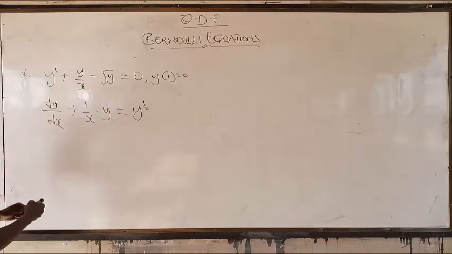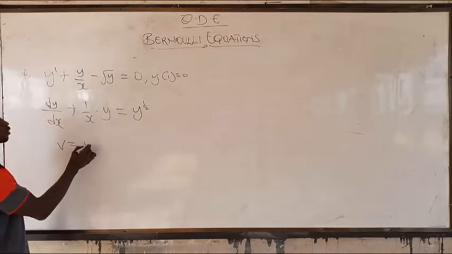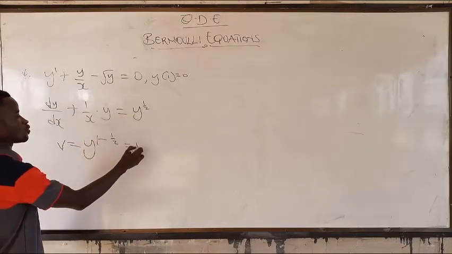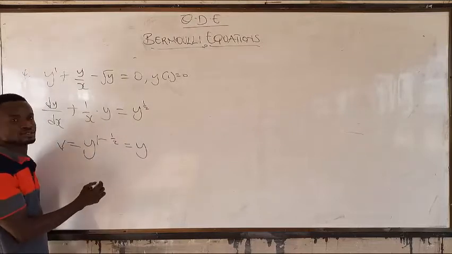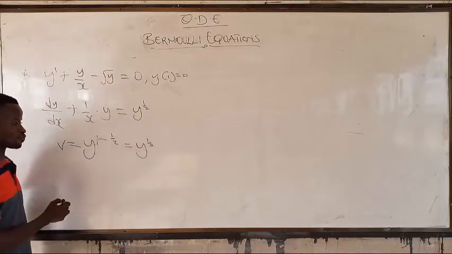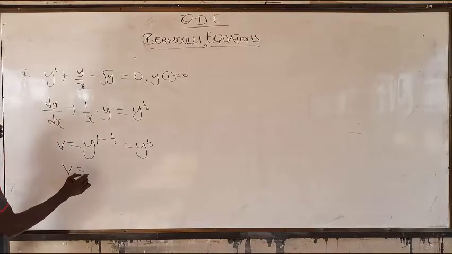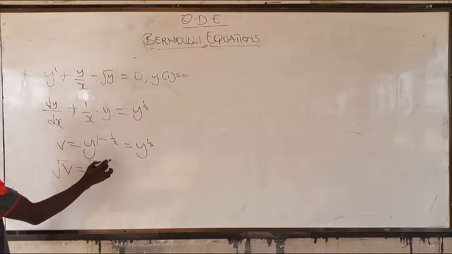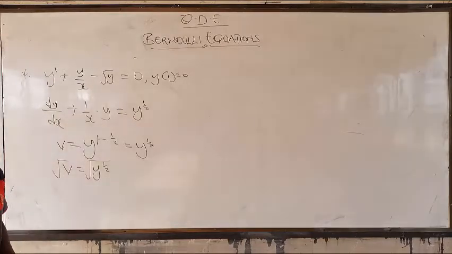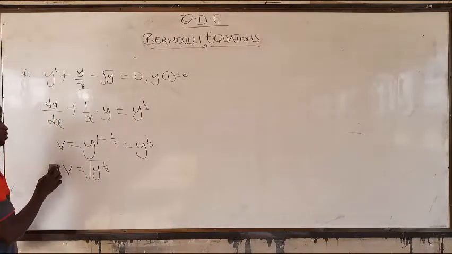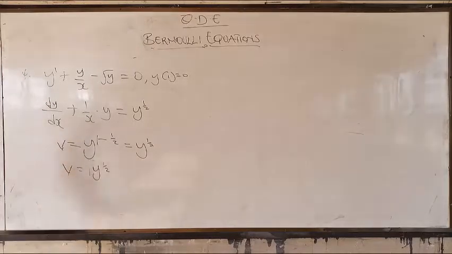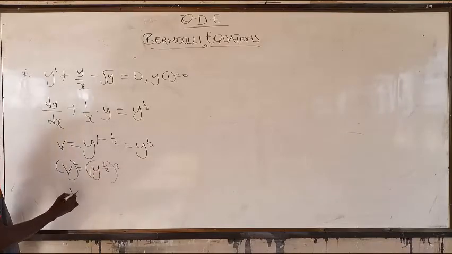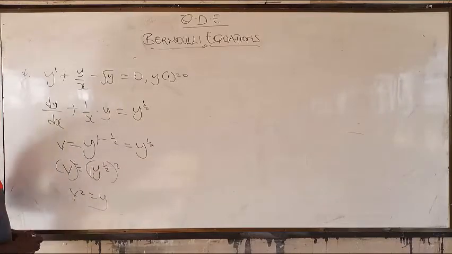So looking at this, we know that we are in that mode, right? So we set this equal to y to the power 1 minus n, and the n is half, which is y raised to the power half. v is equal to y raised to the power half. We rather square both sides, so that we get v squared is equal to y.